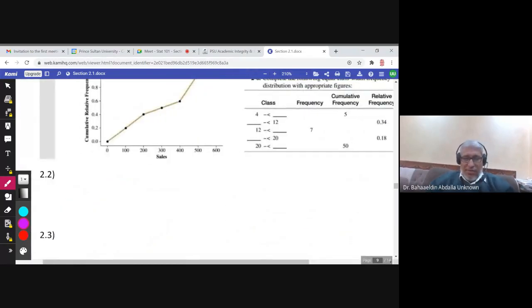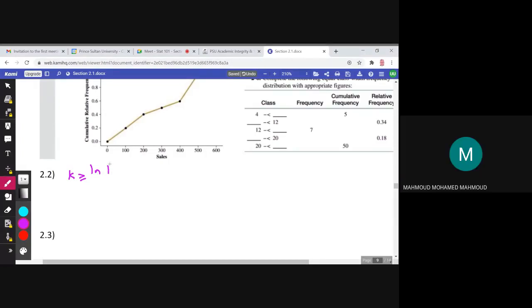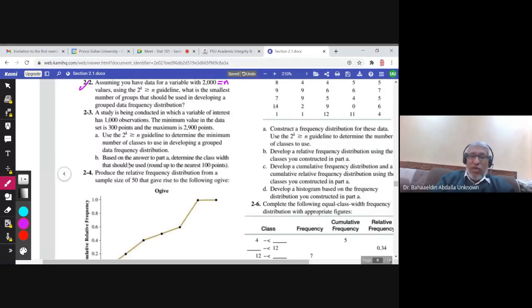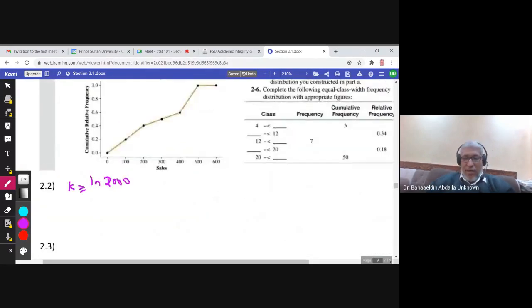We said that the number of classes is k, and it should be greater than or equal to log or ln. I can use ln or log. I will use ln here. I have 2000. So ln 2000 divided by ln 2. Okay. You can use the calculator and find ln 2000 divided by ln 2. The answer would be 10.96. Okay.